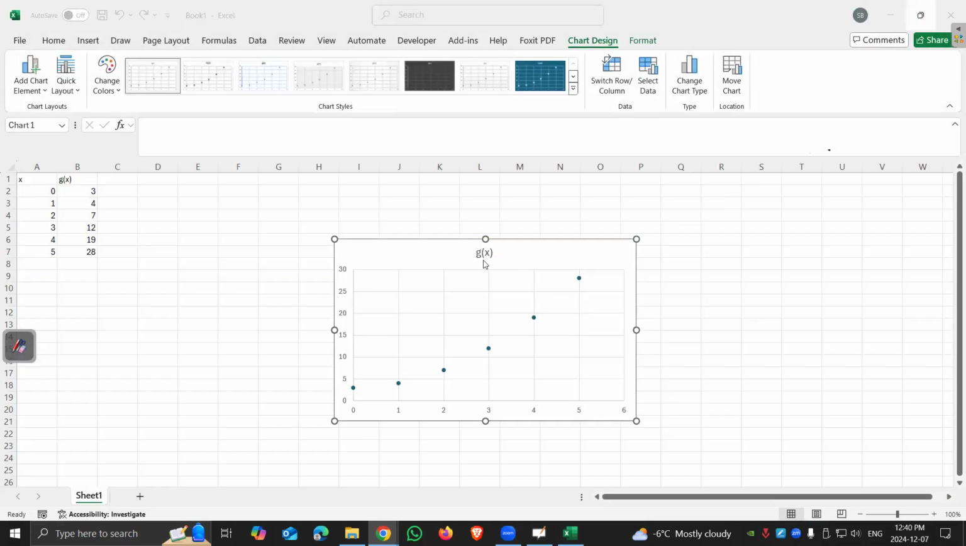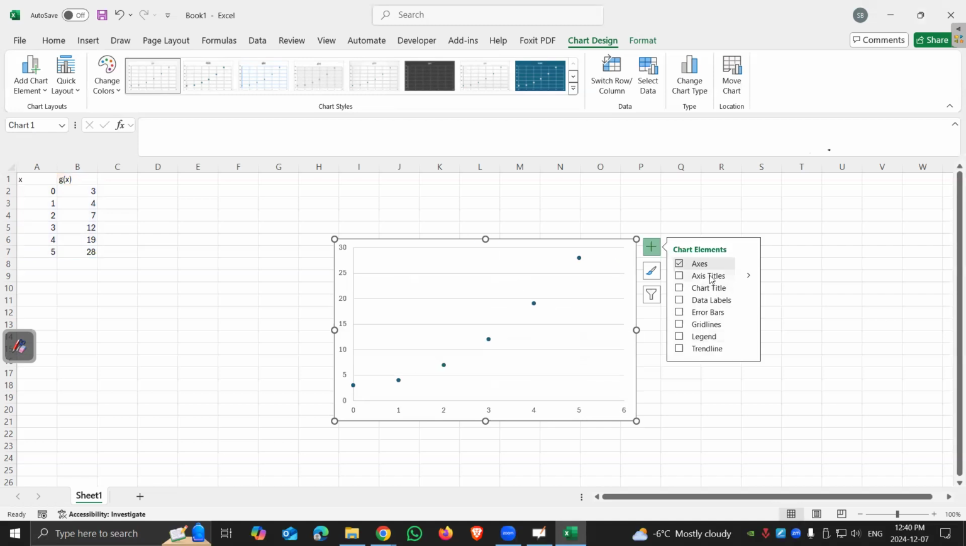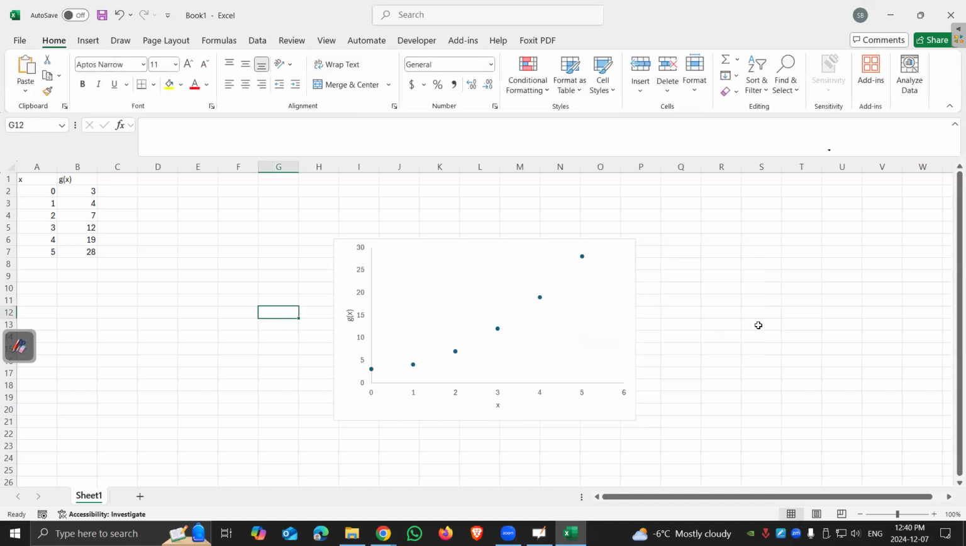I was trying to kill this g of x title. So let's kill this. And if you notice in those plots, they didn't have the vertical lines like these guys or the horizontal grid lines. They didn't have any of these. So we're going to delete the vertical ones. We're going to delete the horizontal ones as well. And then what we could do is add axis titles. So on the x-axis, we know this is the x value. On the y-axis, we have g of x. So there you go. That's what your plot should look like.